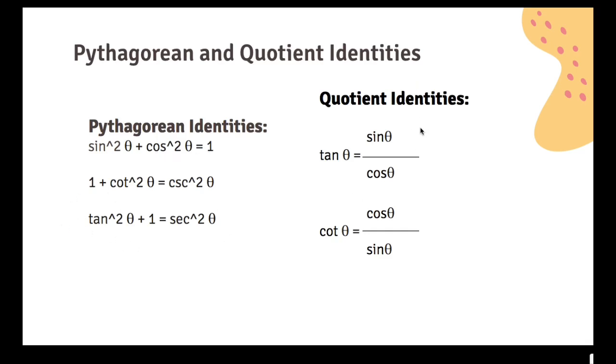The quotient identities are how tangent can be expanded. So tangent of theta is equal to sine of theta over cosine of theta, and cotangent of theta is equal to cosine of theta over sine of theta, so it's just flipped.